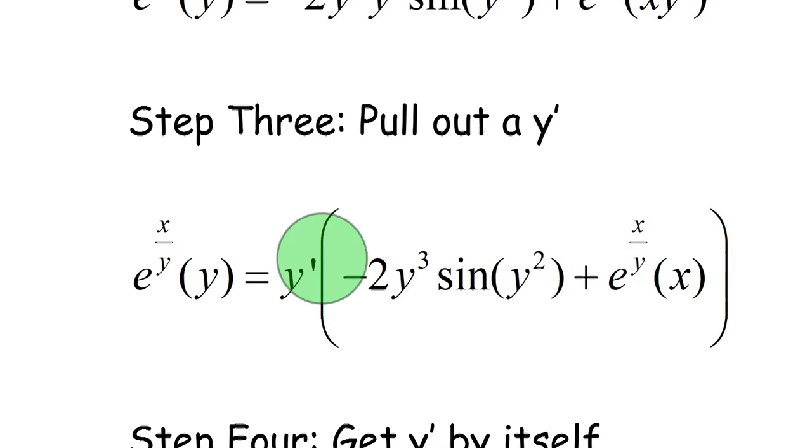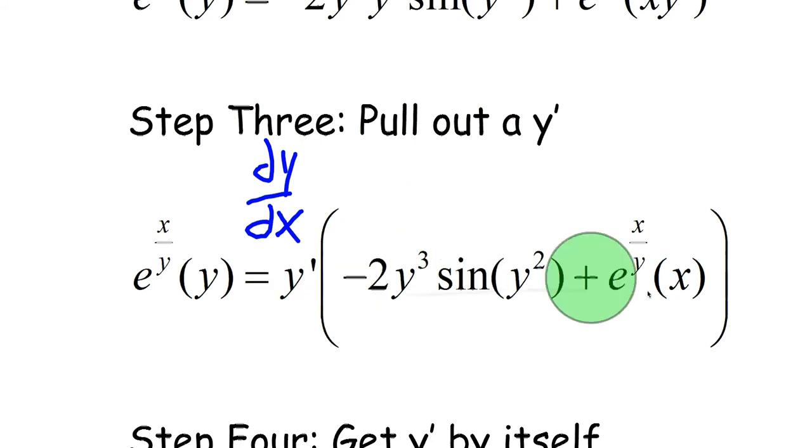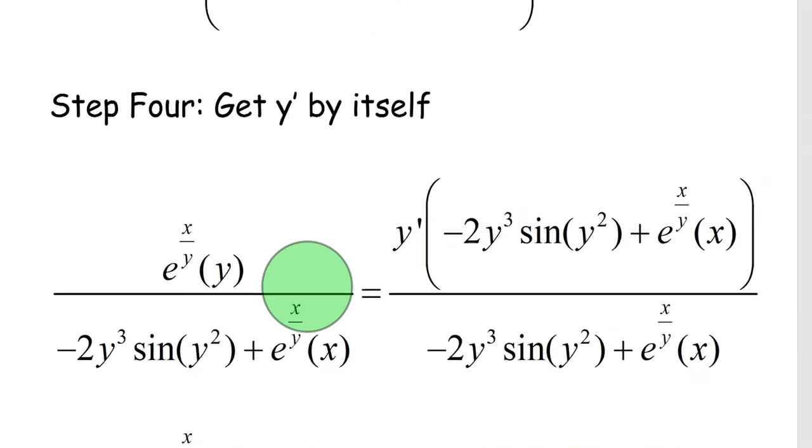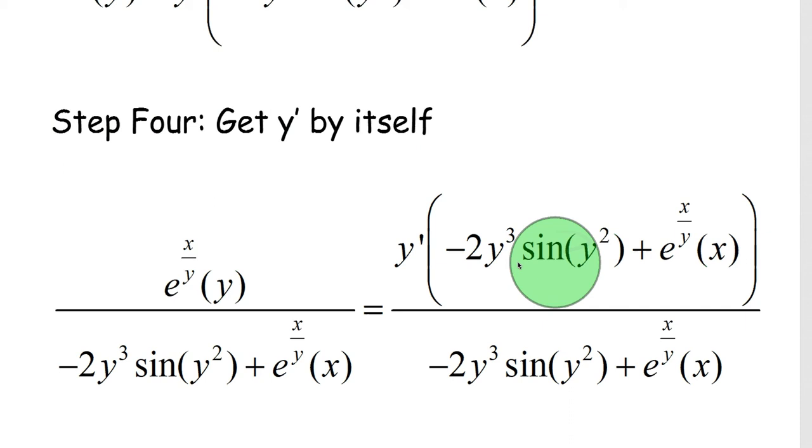And again, the reason we do this, this is just like dy dx. Y prime is just easier to write than dy dx. This might be something you just get used to doing. Now that we've done that, we can just divide both sides of the equation by this and get rid of it, right? After we've pulled out that y prime. So we're going to get y prime by itself, and to do that, we're going to divide both sides by this entire thing that's not y prime.